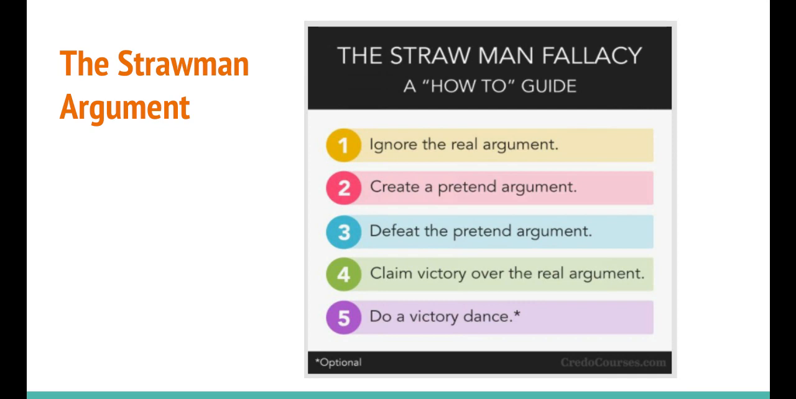Let's break down the straw man argument. So I found this online, a straw man fallacy how-to guide. I thought this was a great way of kind of summing up the straw man argument and the straw man fallacy. So first you start by ignoring the real argument. Then you create a pretend argument. And then you defeat or defend that pretend argument. Claim victory over the real argument, and then you do a victory dance. So remember, the straw man argument distorts the original argument. That's step 2, create a pretend argument.